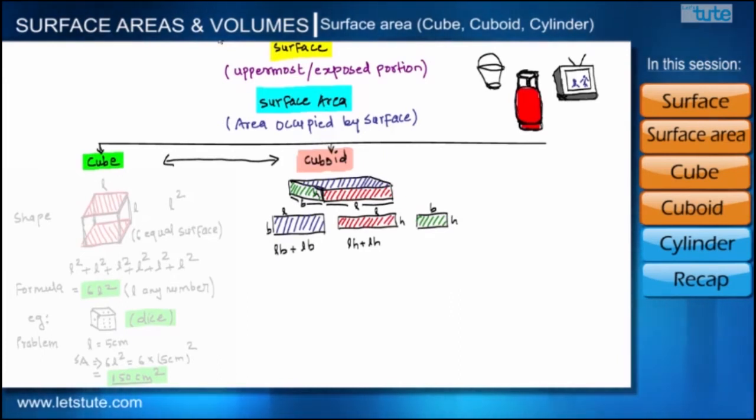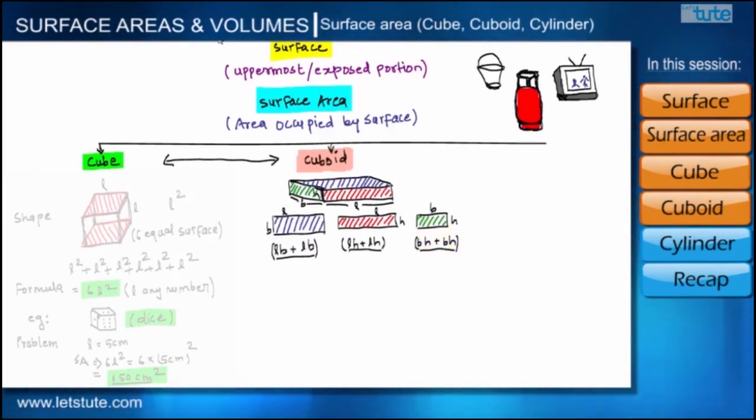So what would be the area of this rectangle? B into H, right? And since I am having 2 such surfaces, left surface and the right surface, so I would add BH. Here we can see that we have got the total surface area of this cuboid. We have found out the surface area of top surface and bottom surface as LB plus LB, area of front surface and back surface as LH plus LH, and area of left surface and right surface as BH plus BH.